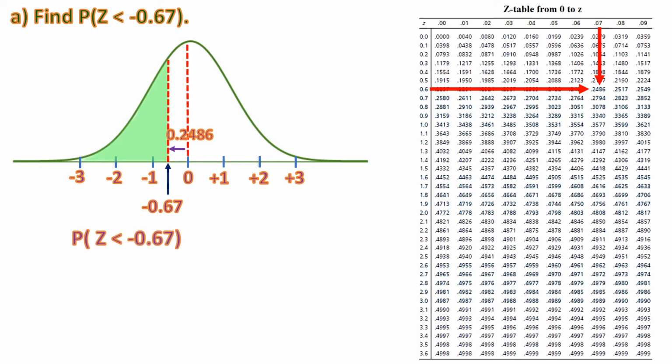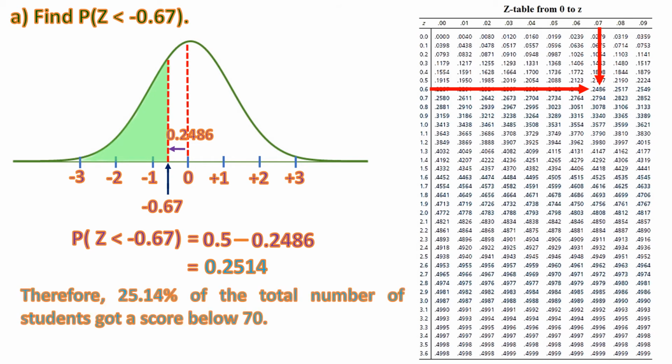So let's find out the probability or the percent. So the whole thing at the left of 0 is 0.5. So that's the unshaded and the shaded part. So we're going to remove the unshaded part, so we'll subtract. So subtract 0.2486. So the difference will be 0.2514. So this means 25.14% of the total number of students got a score below 70.